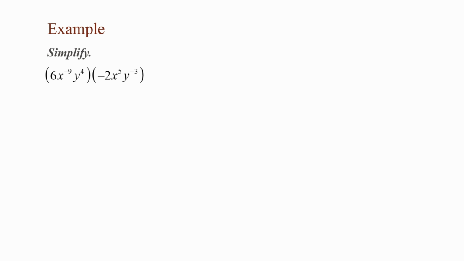In this example, simplify 6 times x to the negative 9 times y to the 4th, in parentheses, times, in parentheses, negative 2 x to the 5th, y to the negative 3. My first step is to multiply. 6 times negative 2 gives me negative 12. X to the negative 9 times x to the 5th. Negative 9 plus 5 gives me negative 4. So I have x to the negative 4.